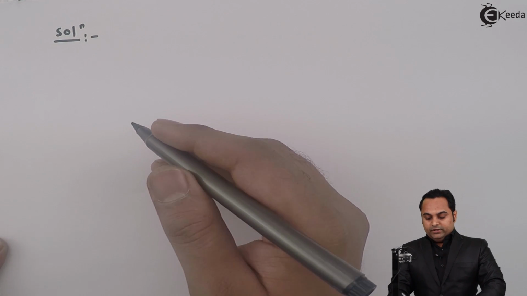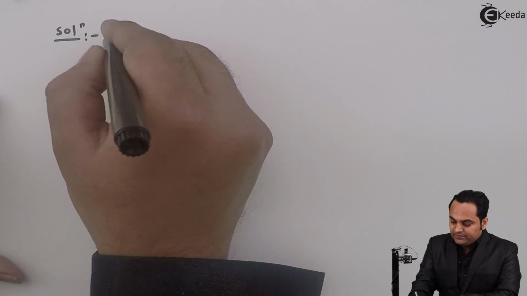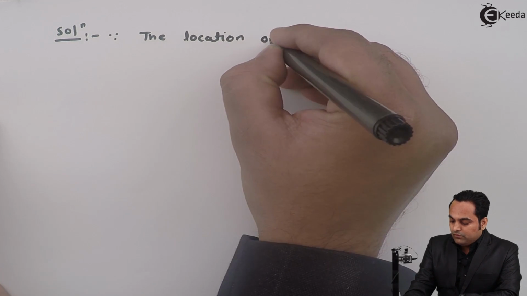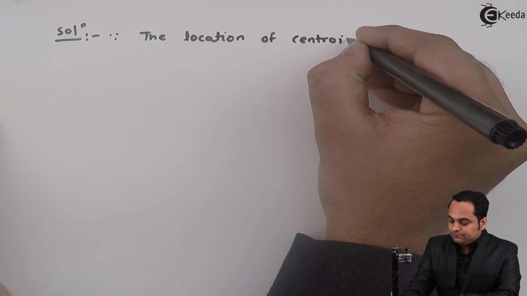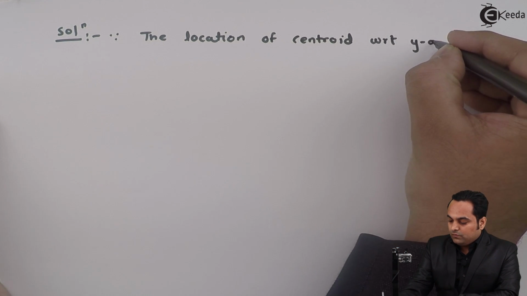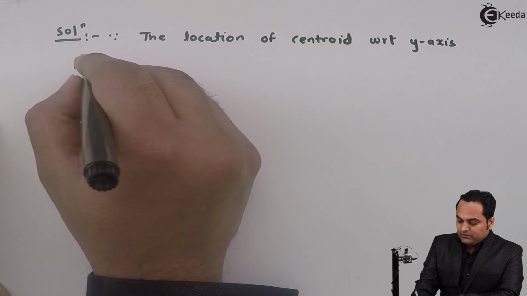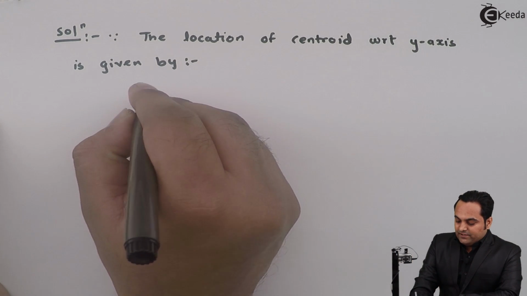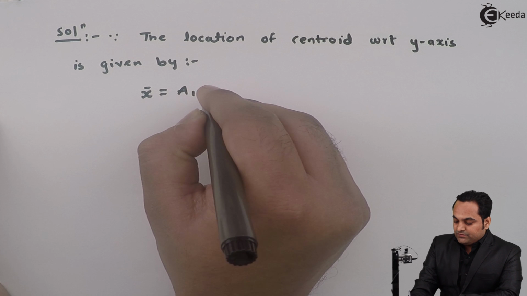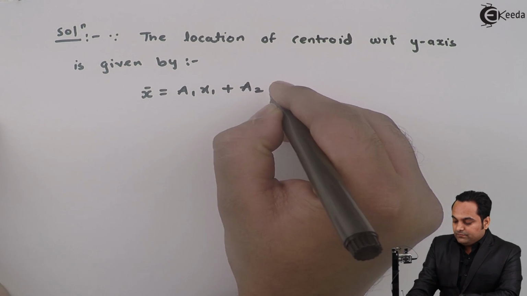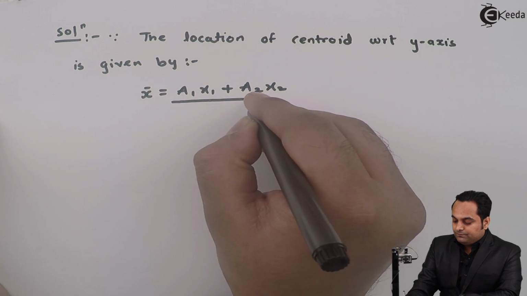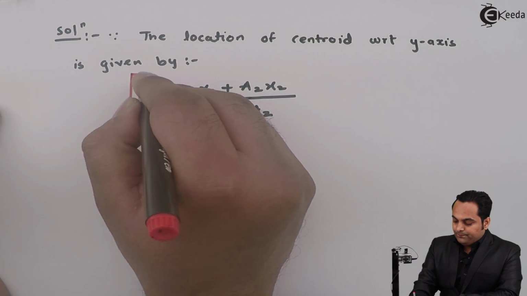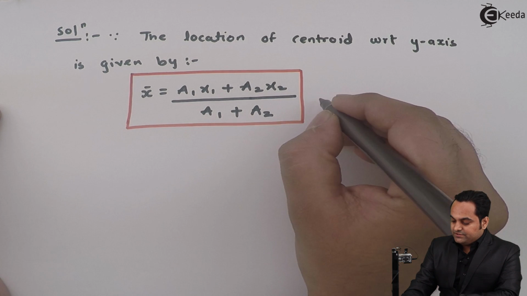Now, in order to find the centroid, first I'll say that the location of centroid with respect to y-axis is given by x bar is equal to a1 into x1 plus a2 into x2 upon a1 plus a2. Keeping this as the first equation.